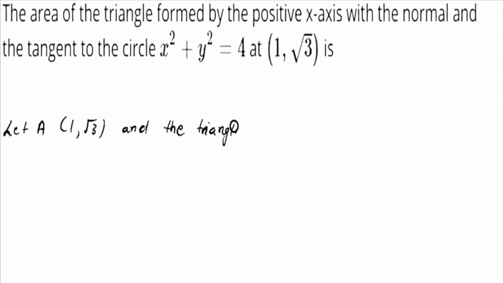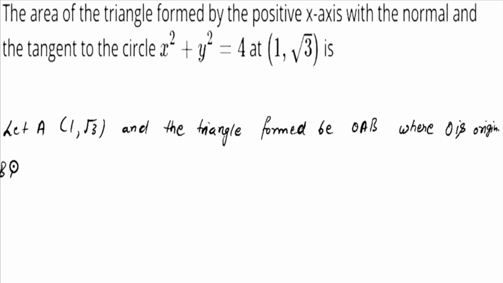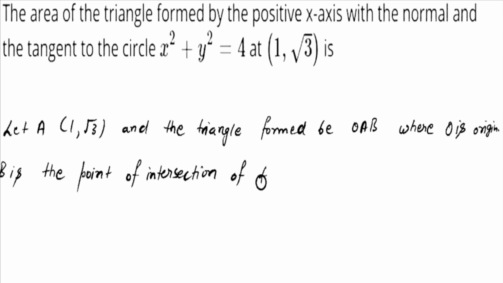and the triangle formed is OAB, where O is the origin. So now we can write B is the point of intersection of the tangent with the x axis.